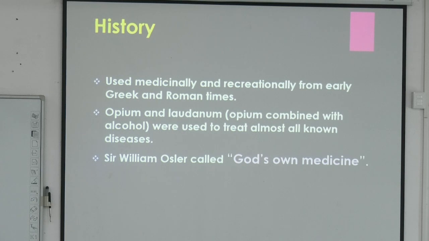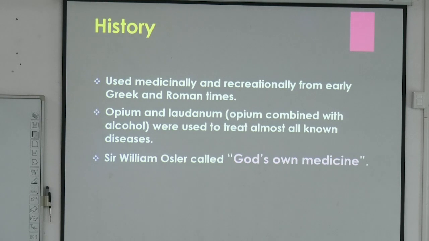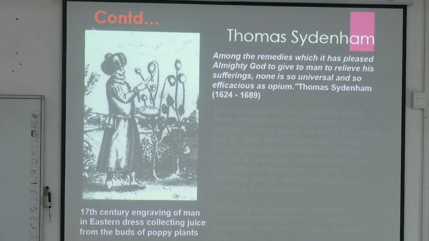So opium was used both medicinally and recreationally from very ancient times. At that time, opium and opium mixed with alcohol was being used almost to treat each and every medical condition. So that's why at that time opium was termed as God's own medicine. The term was coined by Sir William Osler. This is a picture of someone procuring opium from this plant.